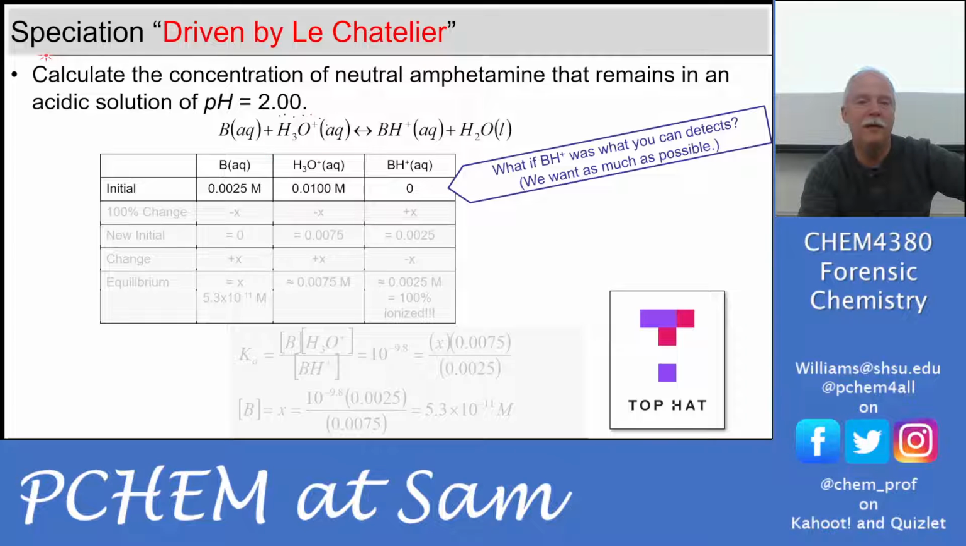So look, my reaction has changed. Now I've got B plus a hydronium ion gives BH plus water. So we're driving this to the right. We put acid in the reactants. We're going to put it in an acidic solution, and that'll drive it to the right.